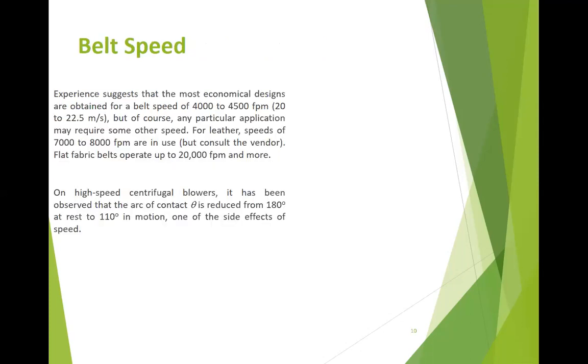Belt speed. Experience suggests that the most economical speeds are obtained for a belt at 4,000 to 4,500 feet per minute or 20 to 22.5 meters per second. But of course, any particular application may require some other speed. For leather, speeds of 7,000 to 8,000 feet per minute are in use, but consult the vendor. Flat fabric belts operate up to 20,000 feet per minute and more.